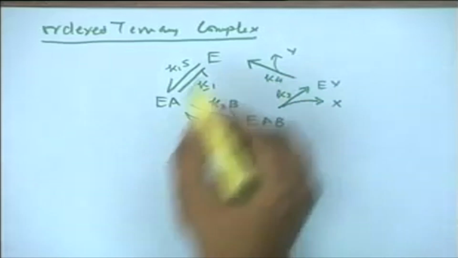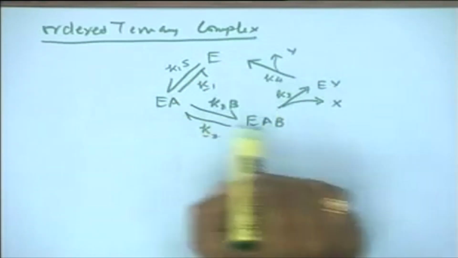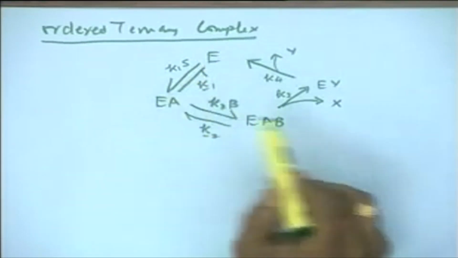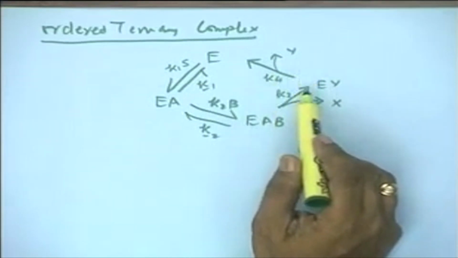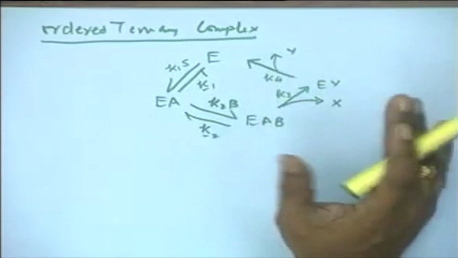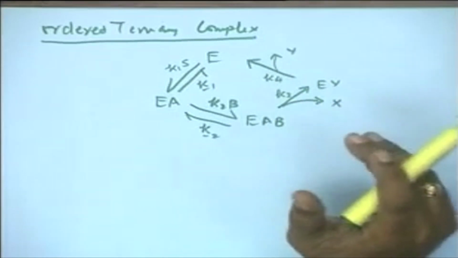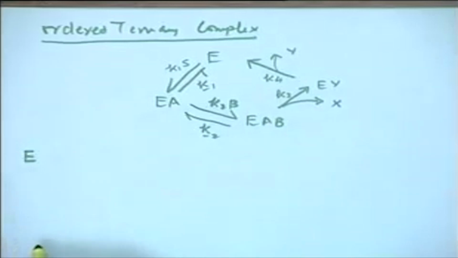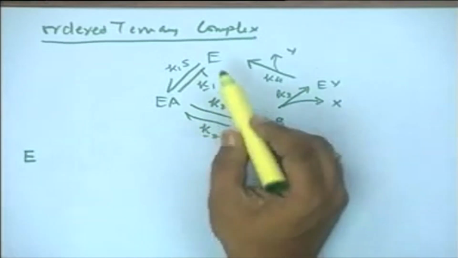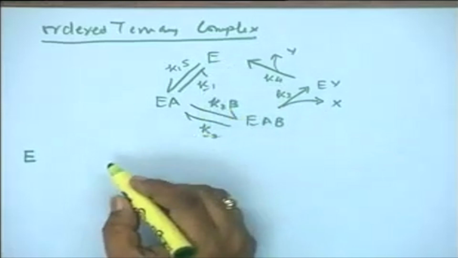Now, if you notice, we look at 4 different enzyme species: E, EA, EAB and EY. The last 2 steps are irreversible in nature, they only lead to formation of 2 products in a sequential manner. Now, if we write for E, you will notice that there should be 3 different possibilities.